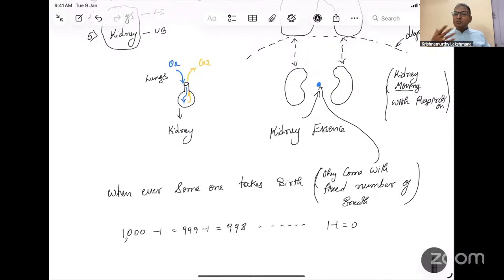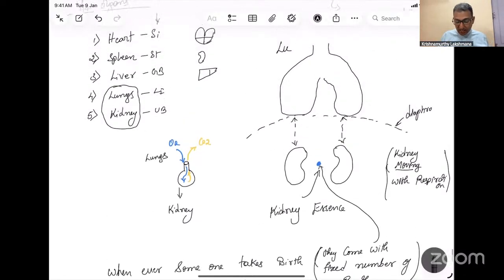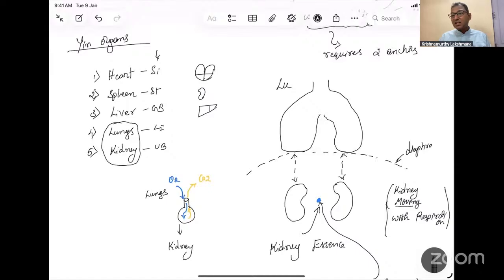So this is my way of thinking. Why kidney? Because kidney essence is there, and in the kidney essence the number of breaths is stored, and every time you breathe, the counter keeps on reducing, and the kidney will keep track of that, and whenever it becomes 0, it will not pull the alveoli downwards, and it is at an energy level. Okay, everybody is okay with this?